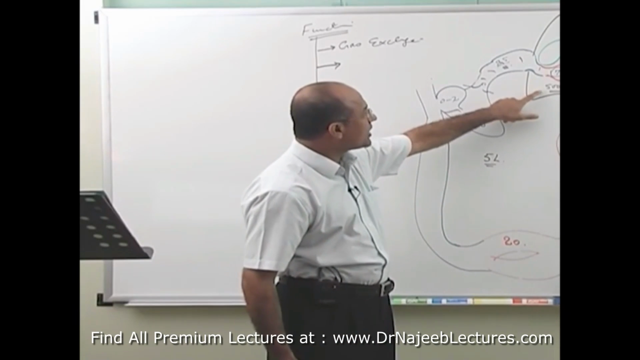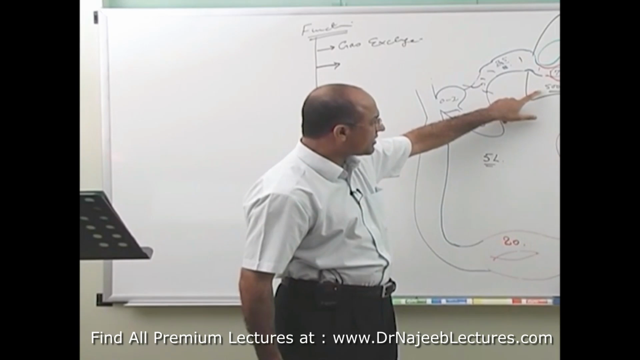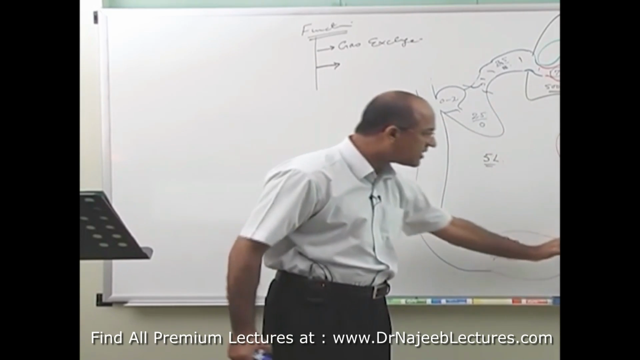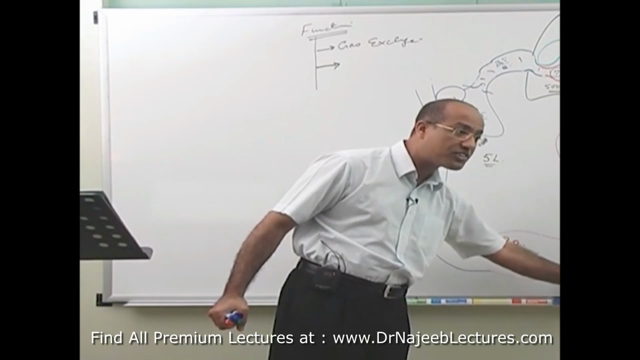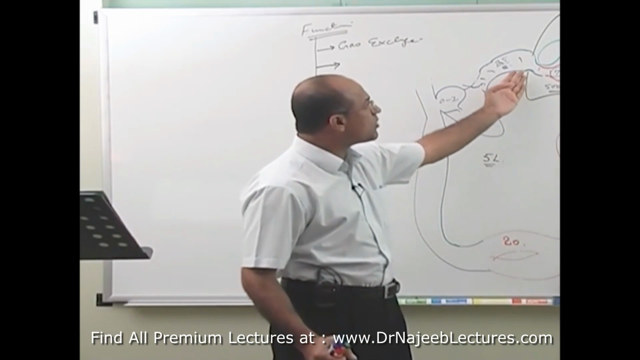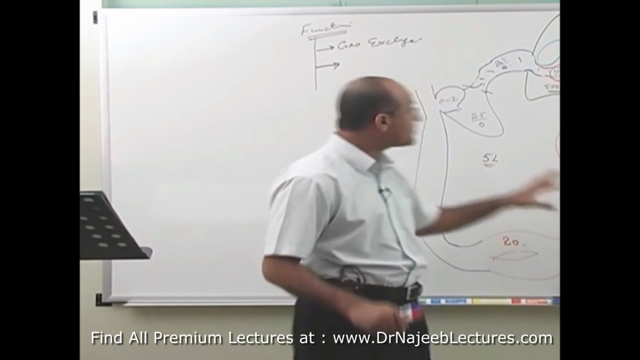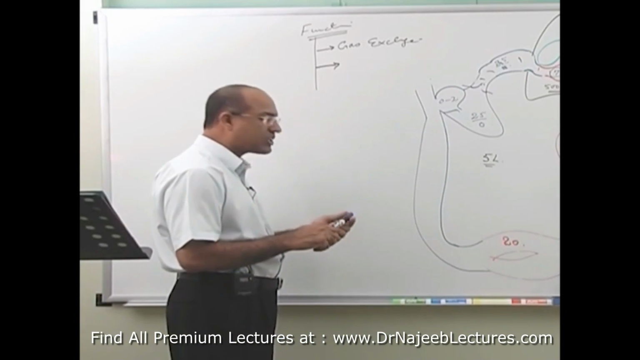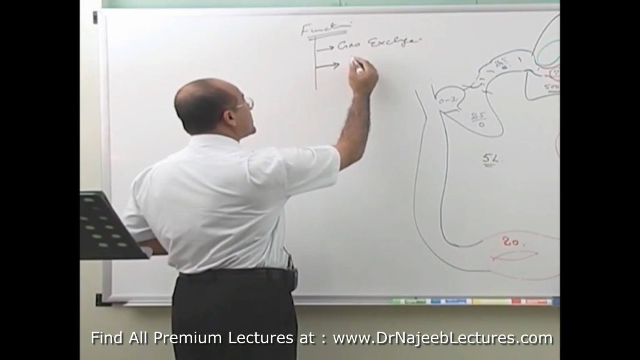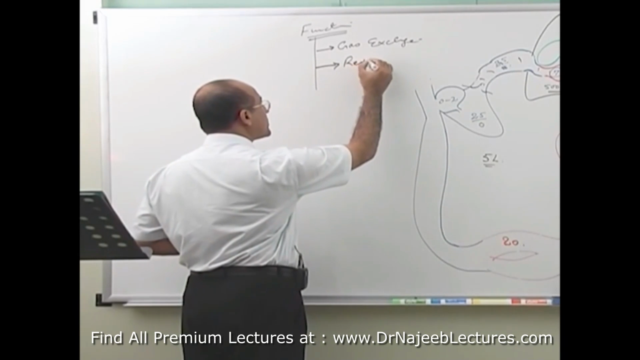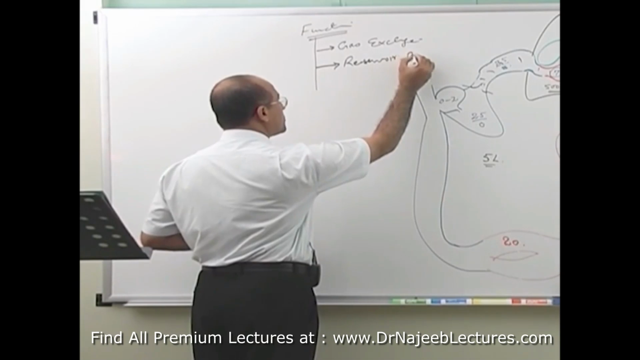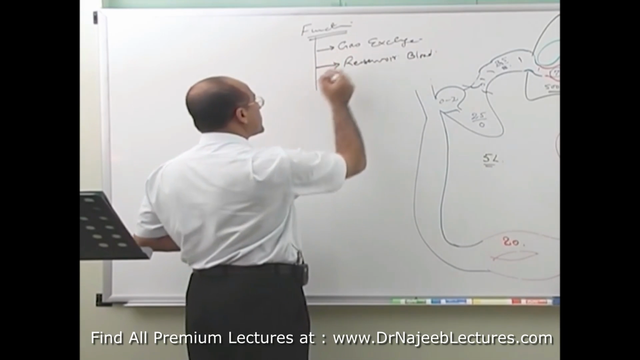Now, if due to some reason, for example, there's hemorrhage and bleeding is going on from the systemic side, a small amount of blood can shift from the pulmonary side to the systemic side. So one of the functions of pulmonary circulation is that it is a reservoir for blood also. Okay, 2 functions.